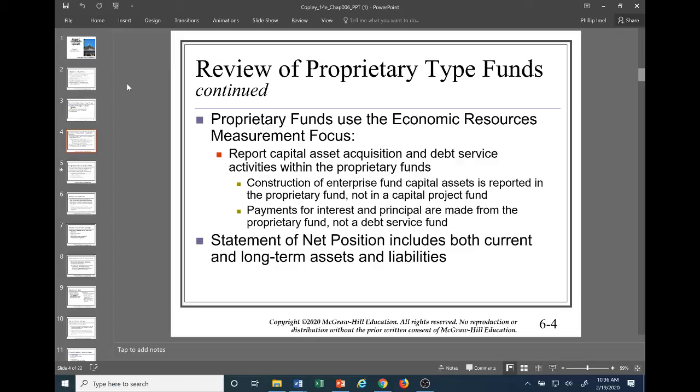Statement of net position includes both current and long-term assets and liabilities. So the statement of net position is going to be one of these statements that we need here.